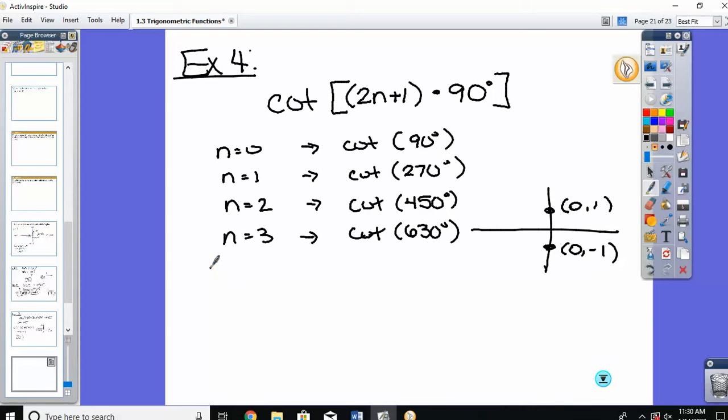Cotangent is x over y. Cotangent of 90 is 0 over 1, which is 0. At 270, 0 over negative 1 is 0. So no matter what, this expression is actually going to equal 0. So there's going to be a few on the homework like that. You just have to plug in a few n's and evaluate them to see what kind of answer you're getting out.